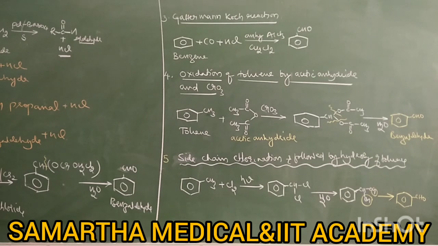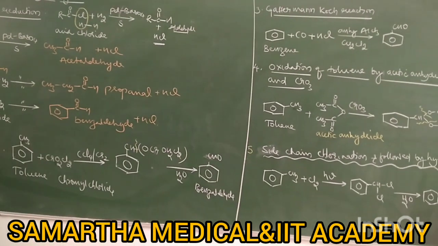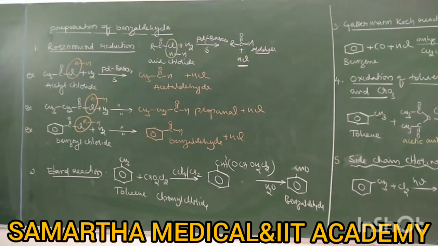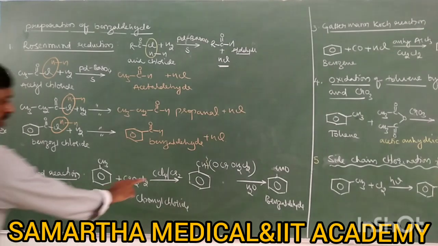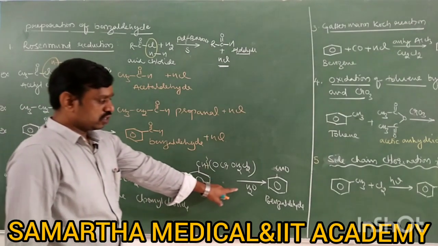So these are the 5 methods of preparation of benzaldehyde. Now students, here is one important note on the Etard reaction. In the Etard reaction, we have studied that toluene undergoes oxidation in the presence of chromyl chloride and carbon tetrachloride or CS2 to give an intermediate. This intermediate on hydrolysis gives benzaldehyde.